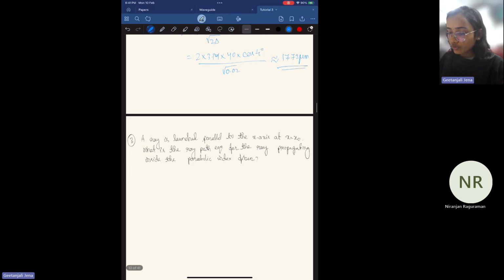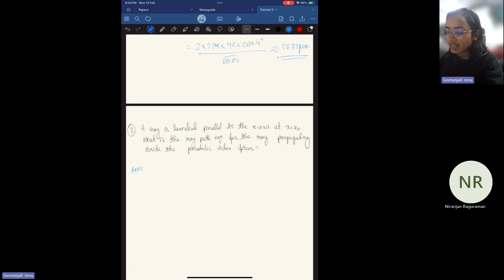Okay. So we'll move to the next question. In this tutorial, we'll see different situations where the ray path equation is different, where the numerical aperture of the fiber of the parabolic index fiber is also different. Depending on the point where you incident the light, the numerical aperture for the ray guidance will be different. So we'll see in detail in this tutorial.